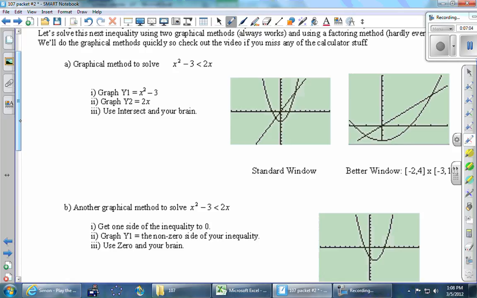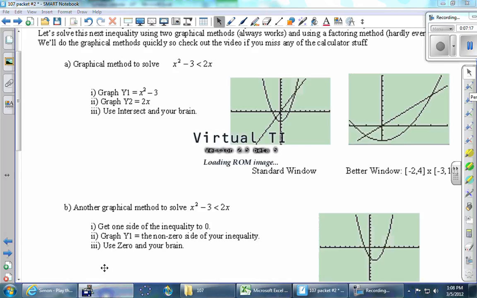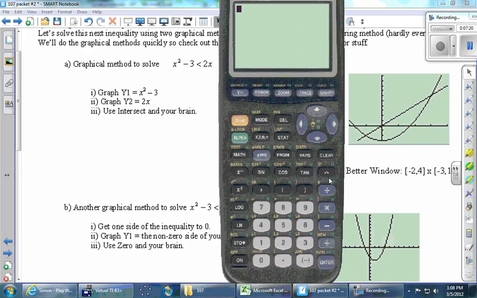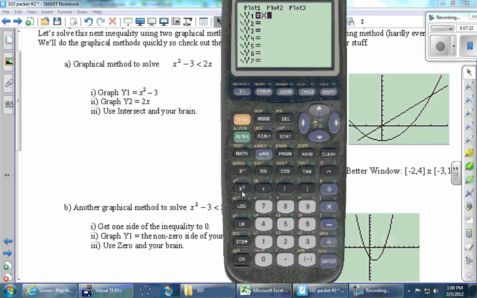Well, we'll use the calculator, but we're going to graph two things. You're going to graph x squared minus 3, and you're going to graph 2x. And so we'll type them both into the calculator now. And once you've got your two things typed in, go ahead and hit zoom 6. The standard window is probably good enough here.